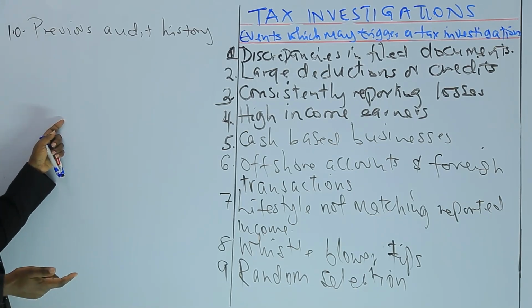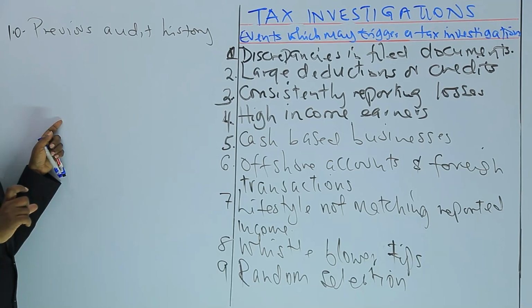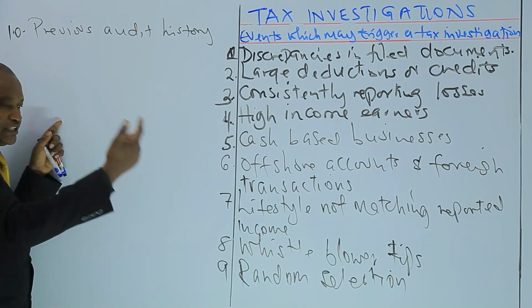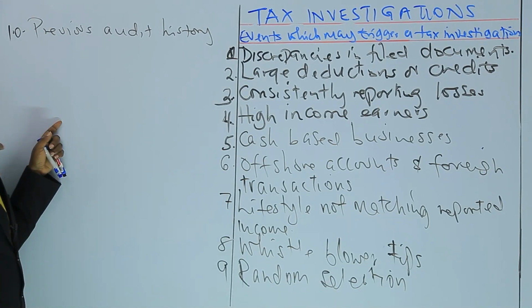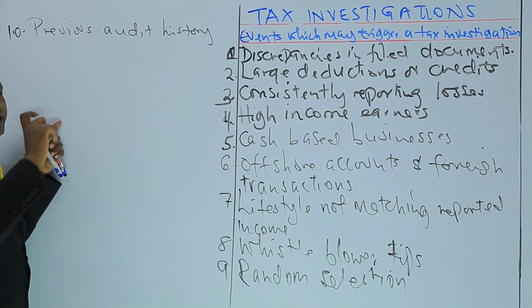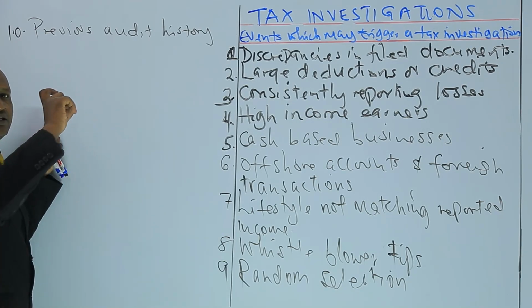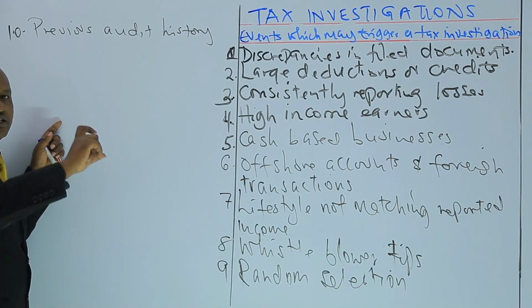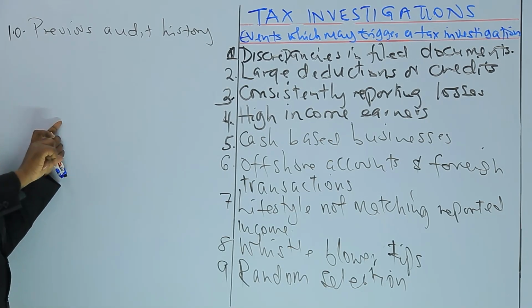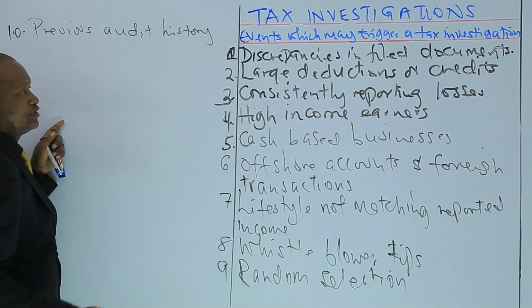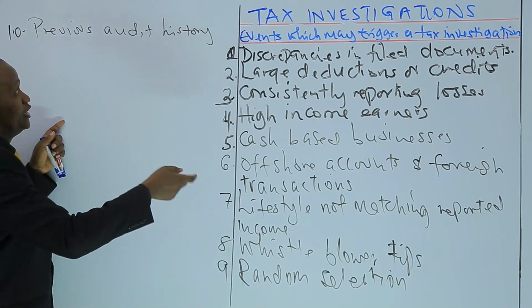Previous audit history. Taxpayers with a history of audits that have resulted in additional taxes. If taxpayer A has been audited and it has been discovered that he or she, or the company or organization, needed to pay additional taxes, and indeed paid the taxes, then due to that history, such a taxpayer is likely to be audited again and again. So that can trigger a tax investigation.